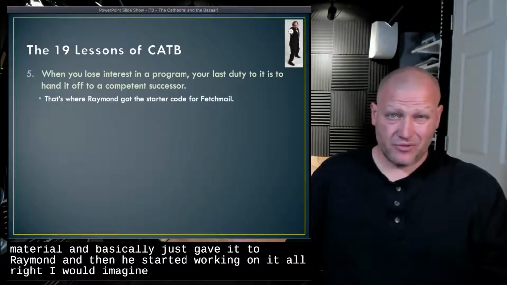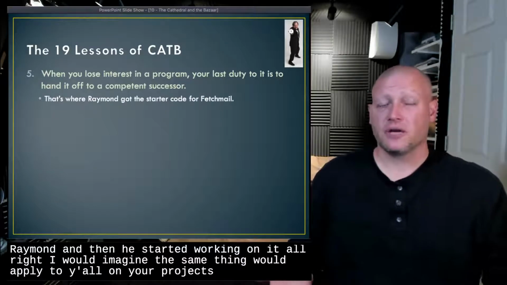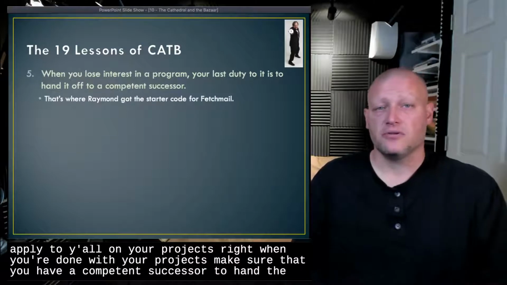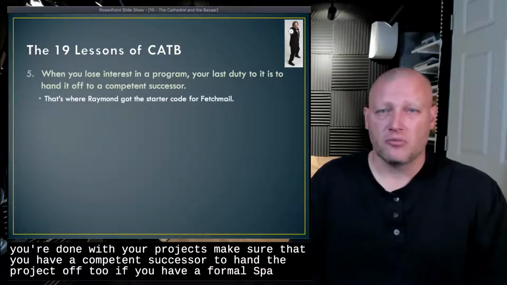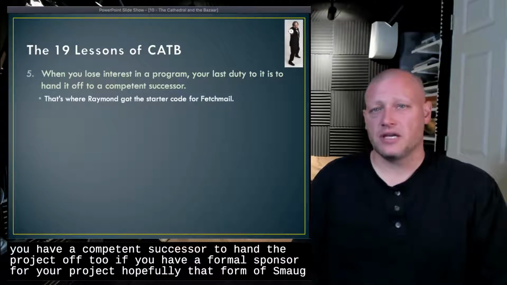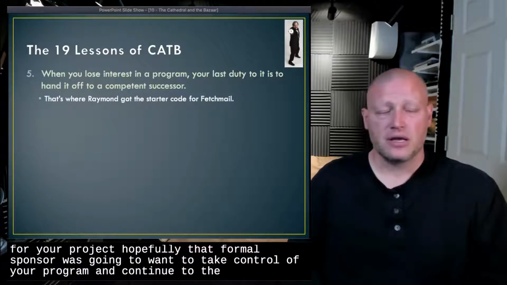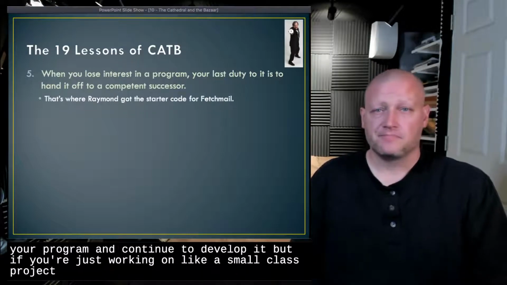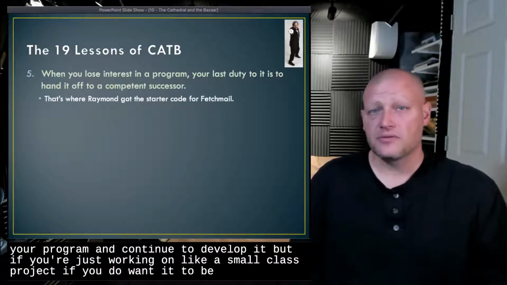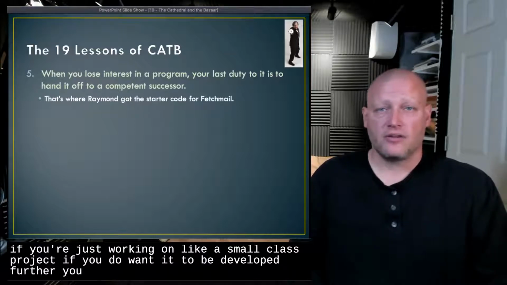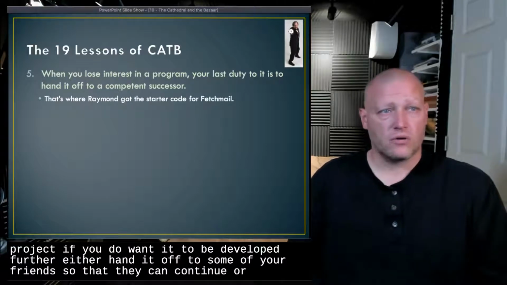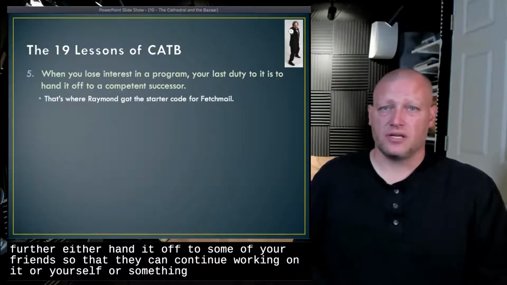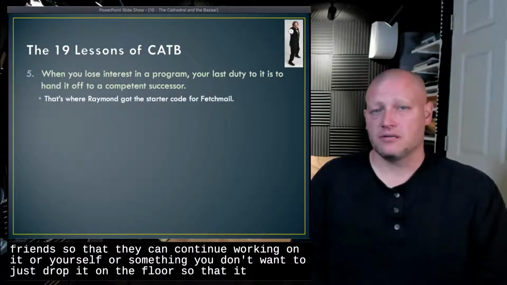I would imagine the same thing would apply to y'all on your projects, right? When you're done with your projects, make sure that you have a competent successor to hand the project off to. If you have a formal sponsor for your project, hopefully that formal sponsor is going to want to take control of your program and continue to develop it. But if you're just working on a small class project, and you do want it to be developed further, either hand it off to some of your friends so that they can continue working on it, or continue working on it yourself. You don't want to just drop it on the floor so that it doesn't go anywhere.